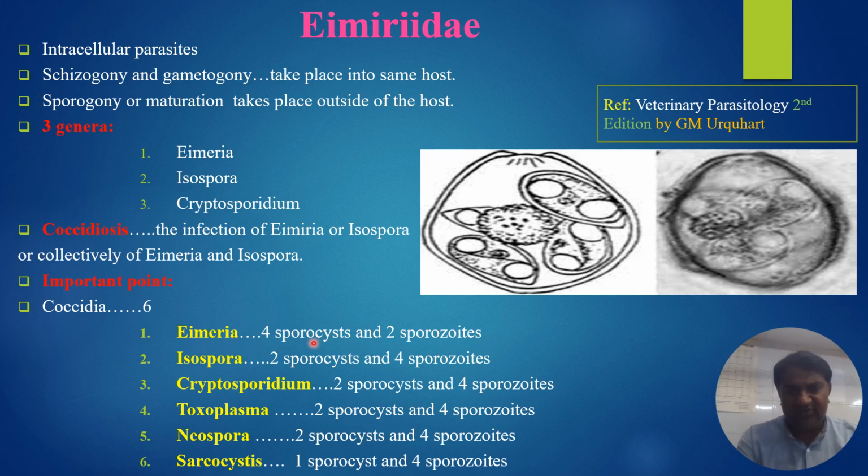One is Eimeria, with 4 sporocysts and 2 sporozoites each. Isospora has 2 sporocysts and 4 sporozoites. Cryptosporidium, Toxoplasma, and Neospora each have 2 sporocysts and 4 sporozoites, and Sarcocystis has 2 sporocysts and 4 sporozoites. So Neospora has 2 sporocysts and 4 sporozoites, and you can see this in the picture.